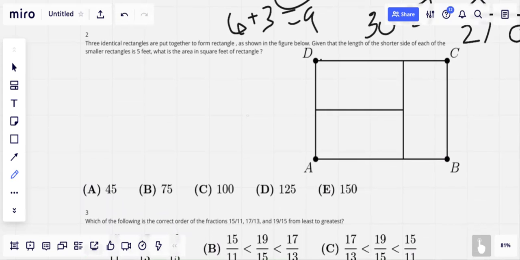3 identical rectangles are put together to form a big rectangle, as shown in the figure below. Given that the length of the shorter sides of each of the smaller rectangles is 5 feet, what is the area in square feet of the larger rectangle?